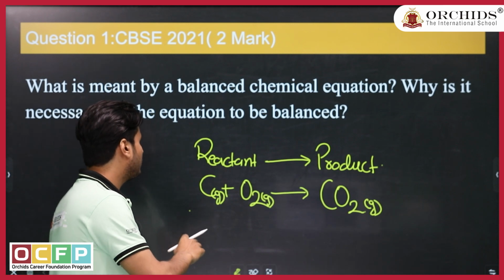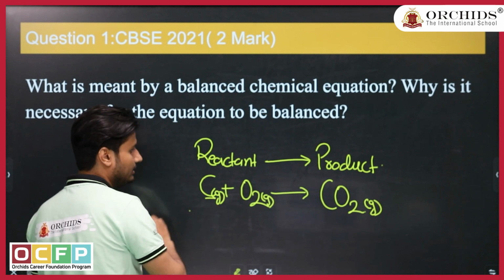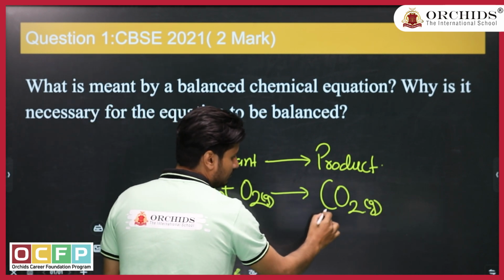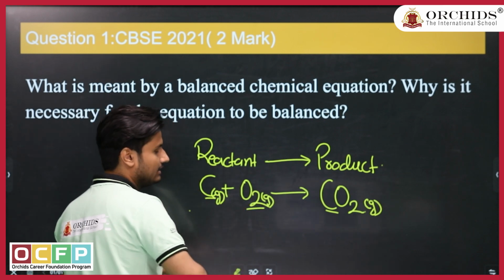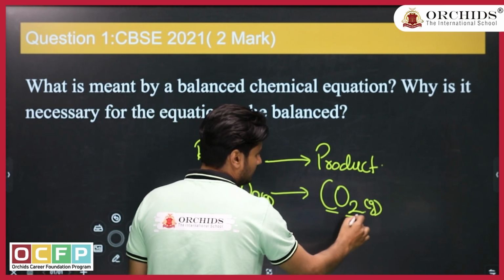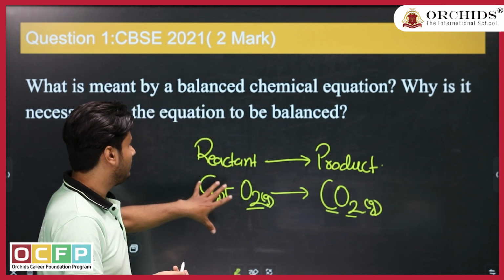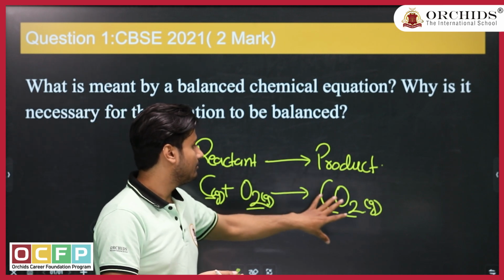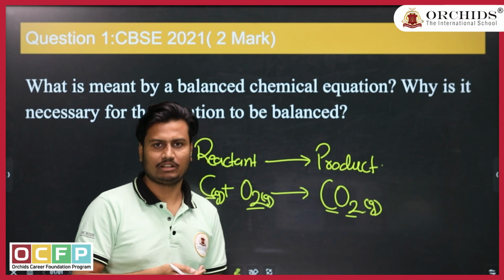Now count the number of carbon and oxygen atoms. On the reactant side, the number of carbon atoms is 1, and on the product side it is 1. Number of oxygen atoms on the reactant side is 2, and on the product side 2. So the number of atoms of each element on the reactant side is equal to the number of atoms on the product side. So this is known as a balanced chemical equation.